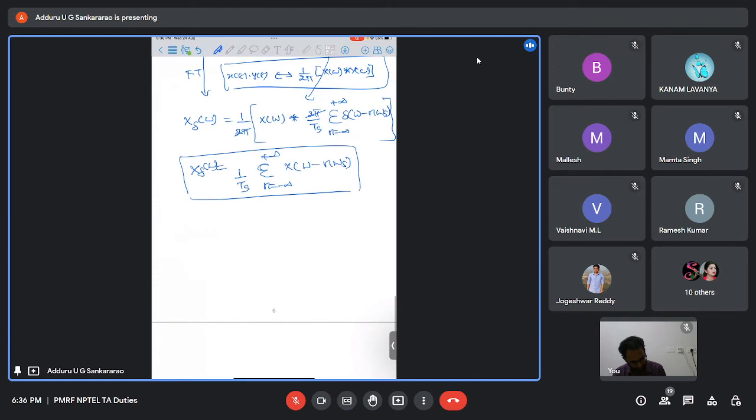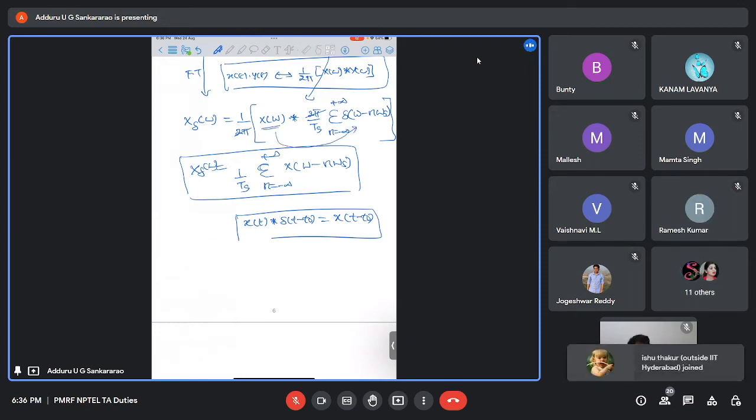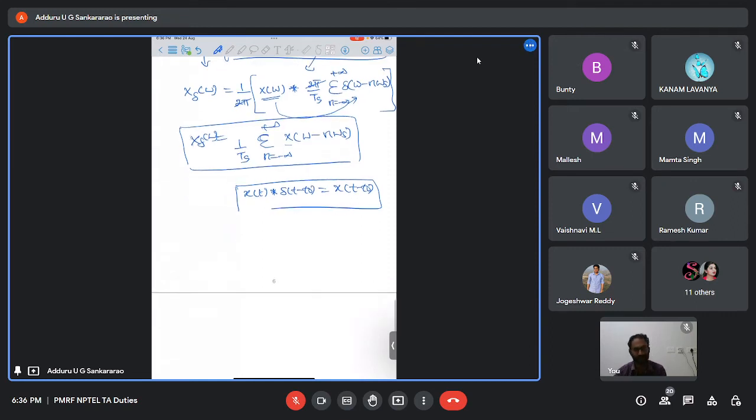We know, last class we discussed the convolution property of impulse. x of t convolved with delta of t minus t naught gives x of t minus t naught. In the same way, x of omega is convolved with this summation, so what we get is 1 by Ts into sigma n equal to minus infinity to plus infinity x of omega minus n omega s.